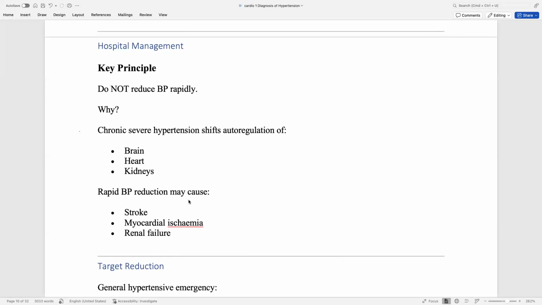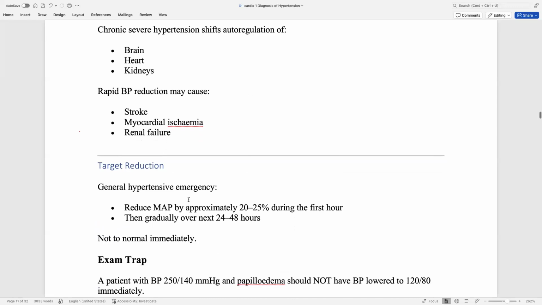Okay. That is why we should not reduce it rapidly. Brain, heart, and kidney will be affected by rapid reduction of blood pressure in a patient with hypertension for the first time, because it affects the perfusion of the tissue, low perfusion, if you reduce it rapidly. Okay, we agree not to reduce it rapidly.